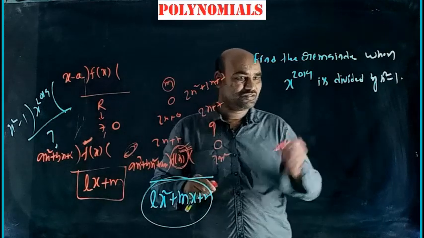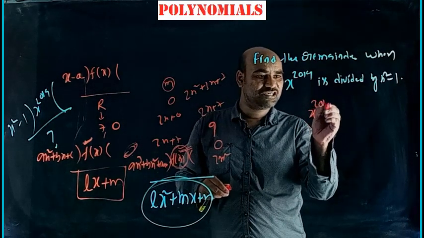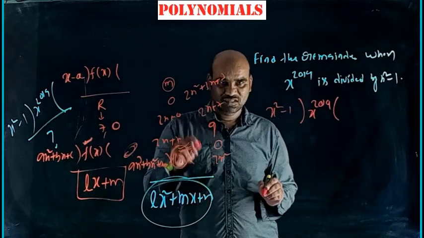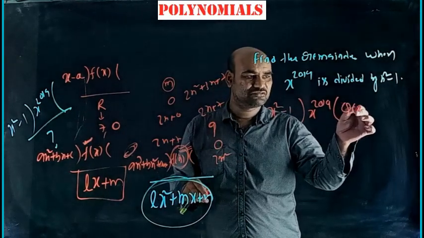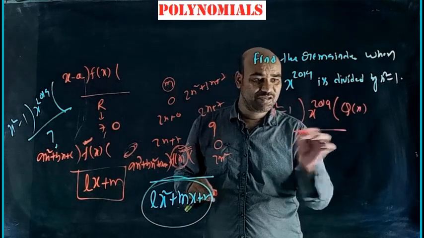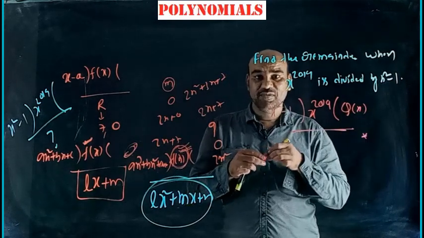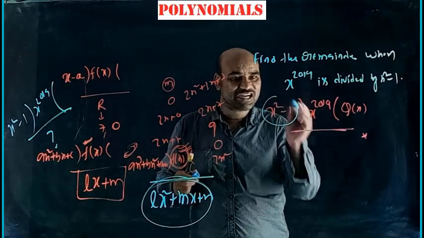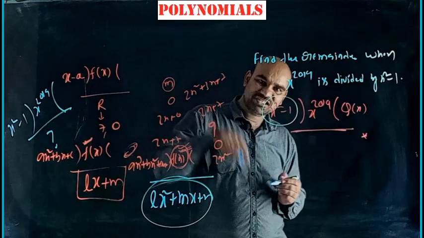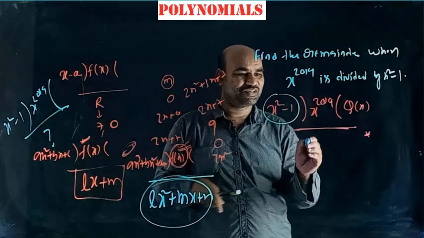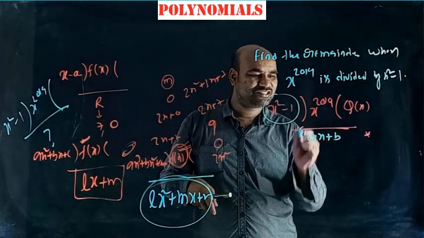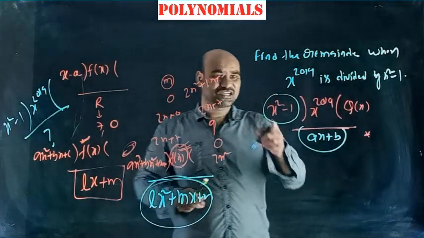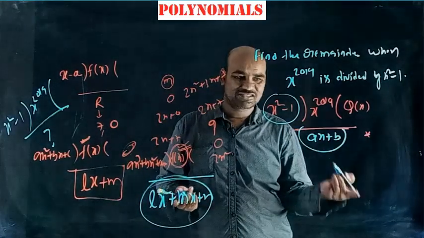Observe, all of you. x power 2019 is divided by x square minus 1. Let q of x be the quotient. So, an important step here: the remainder is ax plus b, because our divisor is second degree. The remainder should be less than second degree. The standard form is ax plus b. So let ax plus b be the remainder. Now I want to find the values of a and b.